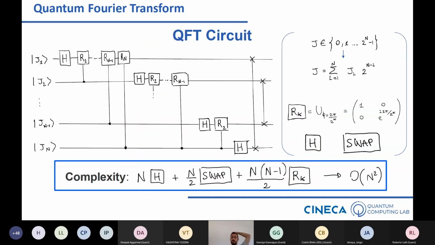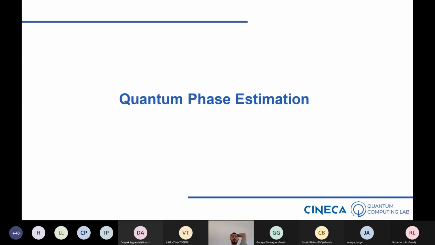Let me go on. Let's see the first algorithm that employs the quantum Fourier transform in order to perform some specific task. If there are other questions, or Cedric, if you can formulate the question again, because I don't get it.